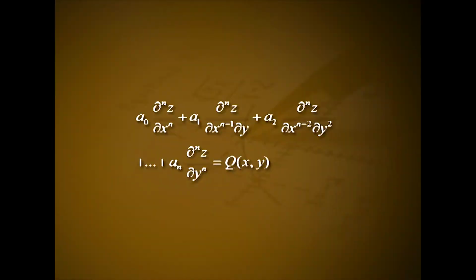The standard form of a homogeneous linear partial differential equation of the nth order with constant coefficients is a0 ∂ⁿz/∂xⁿ + a1 ∂ⁿz/∂xⁿ⁻¹∂y + a2 ∂ⁿz/∂xⁿ⁻²∂y² + etc. plus an ∂ⁿz/∂yⁿ = Q(x,y). Let it be equation number 1, where a1, a2, a3, etc. are constants.